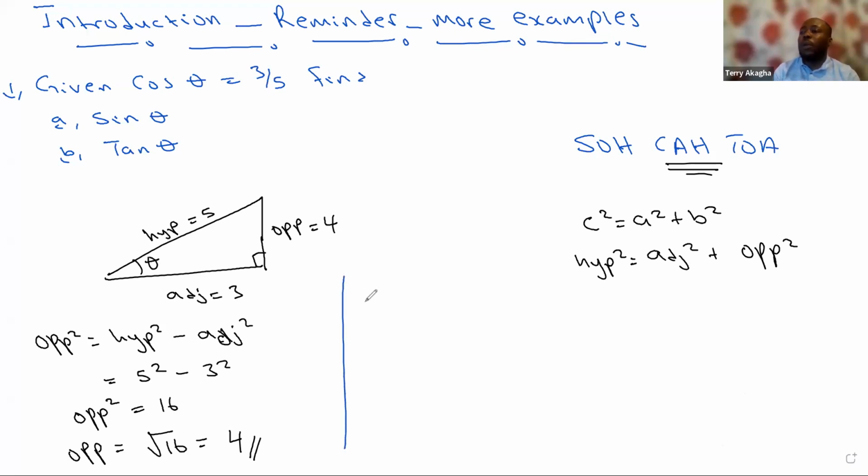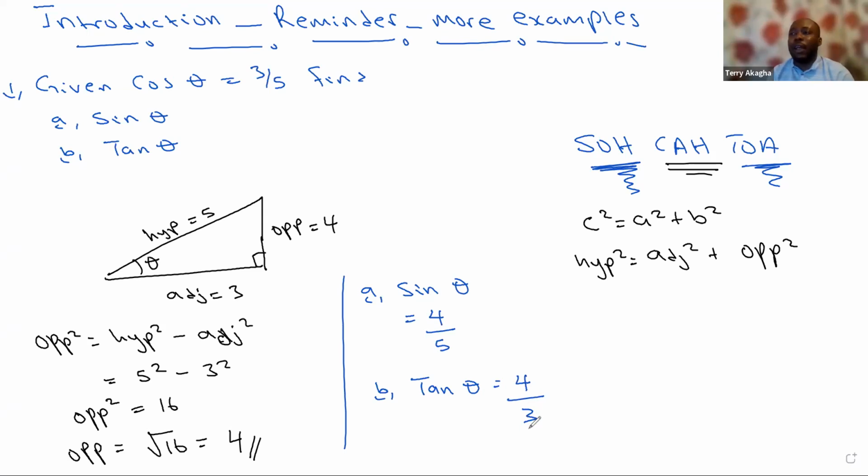Now we can get sine theta. Sine theta is equal to opposite over hypotenuse. The opposite is going to be 4, the hypotenuse is going to be 5. Can you see? Then we can also get tan theta. Tan theta is opposite over adjacent. So the opposite is 4 divided by the adjacent, which is 3. And that will be that for that.